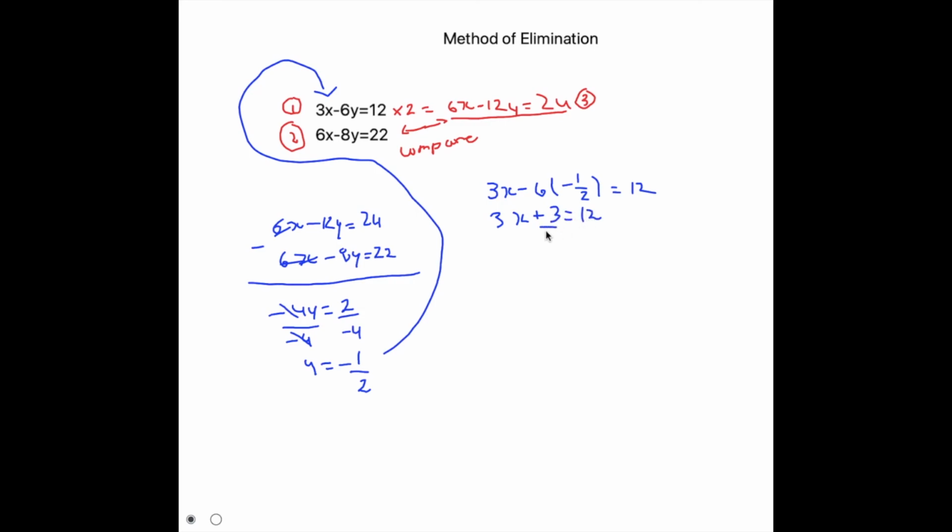Now we're going to move the 3 to the other side, and we're going to get 3x equals 12 minus 3, which is 3x equals 9. And now we want to solve for x, the x over here. So we're going to divide 3 on both sides. That leaves us with x equals 3. Therefore, this is a therefore symbol, the point of intersection equals x and y, which equals 3, negative 1/2.